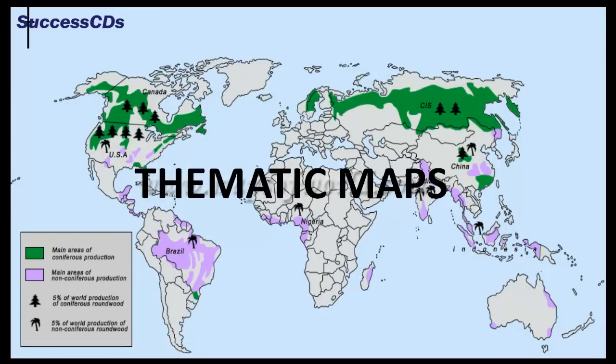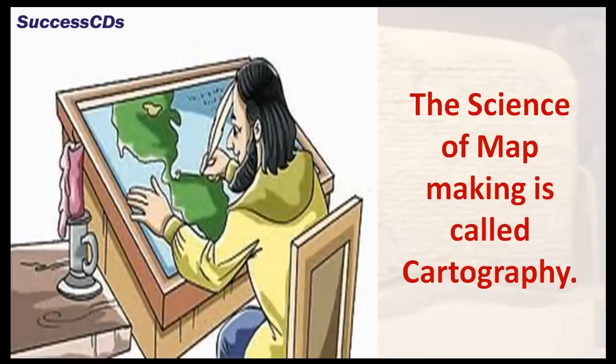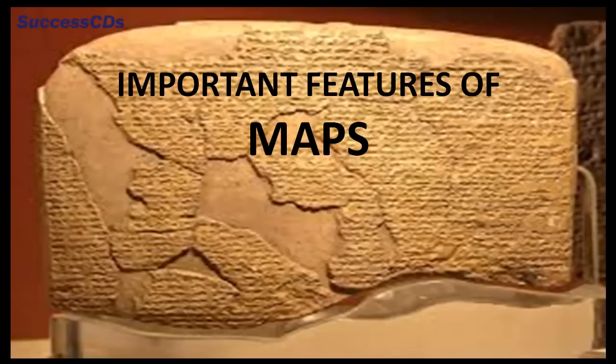Maps can also show types of soils, forest areas, the distribution of minerals and industries, etc. Such maps, which are based on a theme or a topic, are called thematic maps. The science of map making is called cartography. Every map is provided with some aids or tools to help you read it. Let us learn about some of them.